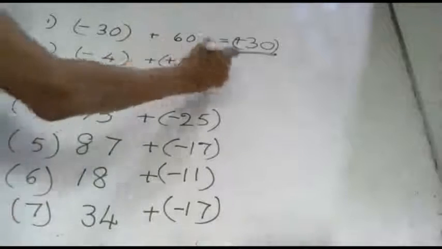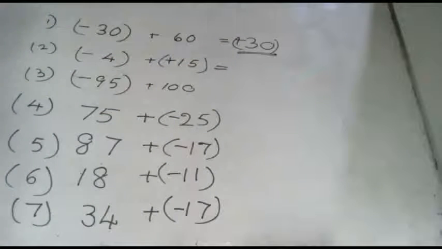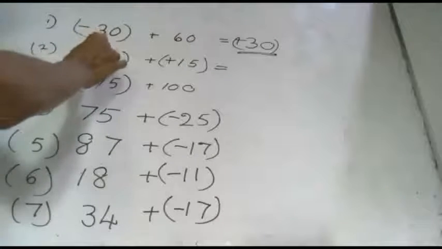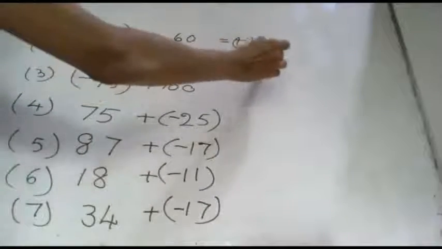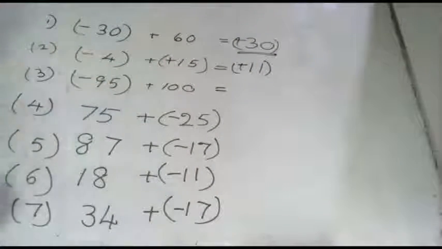What is the answer for this? Negative 4 plus positive 15. Positive 11. Yes. 4 subtracted from 15 is 11. Positive 11. Negative 95 plus positive 100. What's the answer?